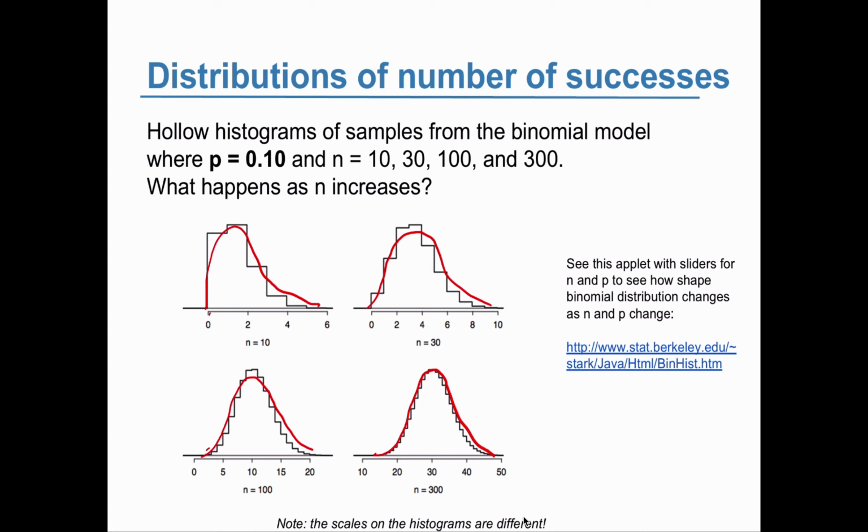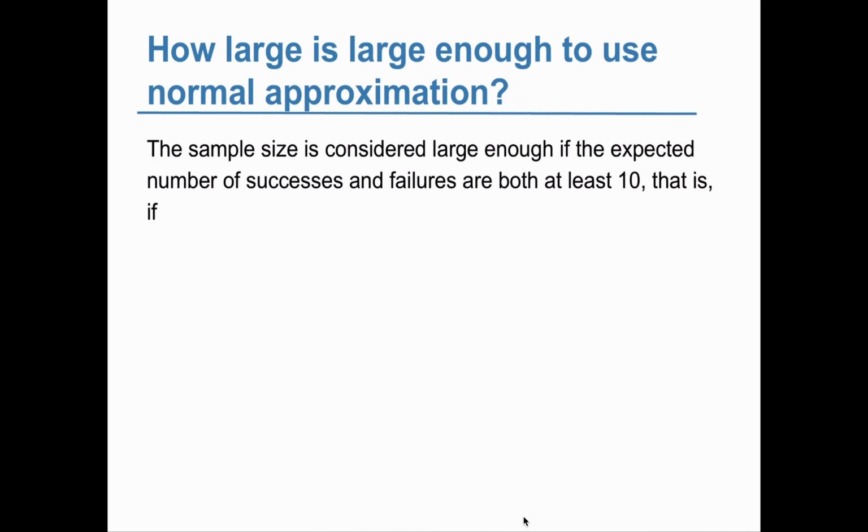Do note the scales of the histograms are different, right? Here, your mean is 1. Here, your mean is 3. Here, your mean is 10, right? But the shape, look at the shape. So as n gets bigger, the histogram gets more normal. And that is a thing. It's part of the central limit theorem, which we'll talk about more next chapter.